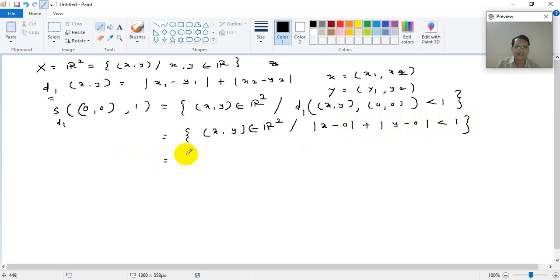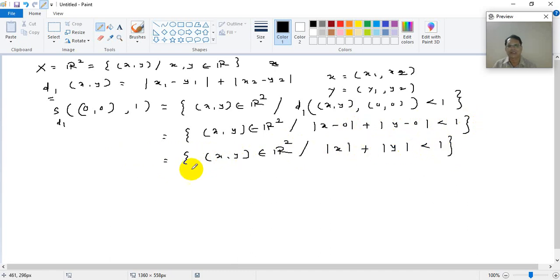Okay, so what does this mean? It is the set of points (x, y) belonging to R2 such that mod x plus mod y is less than 1. Now whenever I want to draw this particular region, I will first consider mod x plus mod y equal to 1, and those smaller than it means we will take the inner part. Same thing is done in the case of the real number set also. We first assume that it is equal.